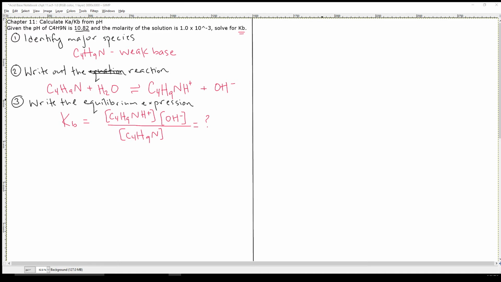So in order to calculate what Kb is, we need to figure out what is our concentration of hydroxide ions, what is our concentration of C4H9NH plus ions, and C4H9N. It has a name. I just looked it up. I forgot it. Sorry. It starts with like pyro or something like that, which is kind of cool.